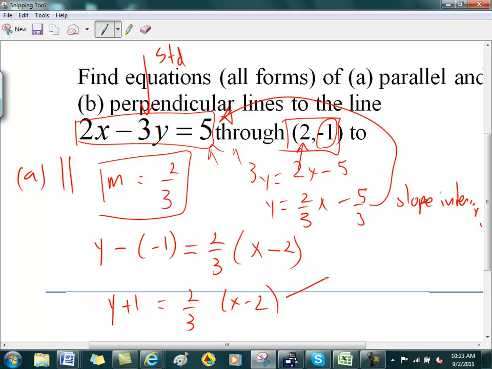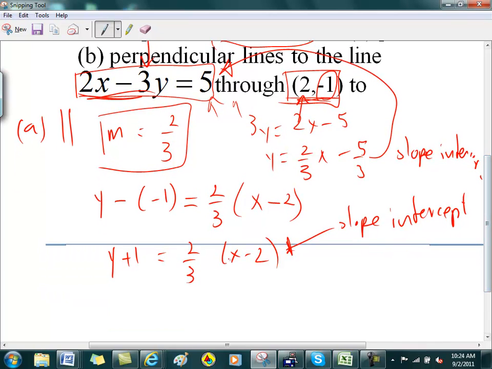Okay, and so this is the point-slope form of the line that is parallel to the given line, and it goes through the given point. Okay, but remember the question is asking you for all forms, so there are 4 forms, which means that you need to massage this to put it into the other different forms. Okay, so if I take a look at how I put it into slope-intercept, I need to move this 1 over.